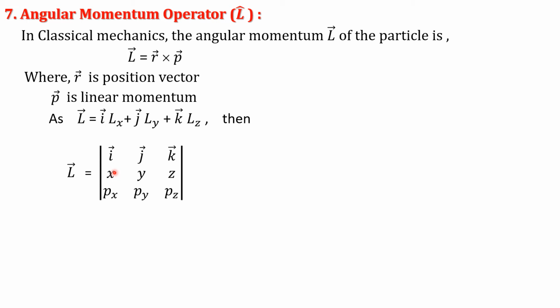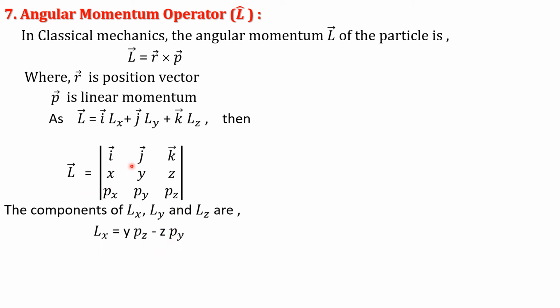and again solving the determinant in terms of i, j, k, we get the components of the vector L along the x, y, z directions. These components we express here. Lx, how do we solve the determinant? Vector i multiplied by y pz minus z py. This is Lx, and that Lx is one of the components along the x-axis of the vector L.